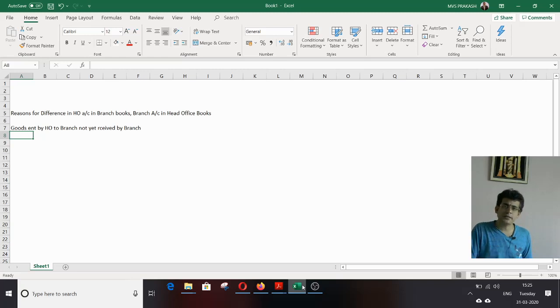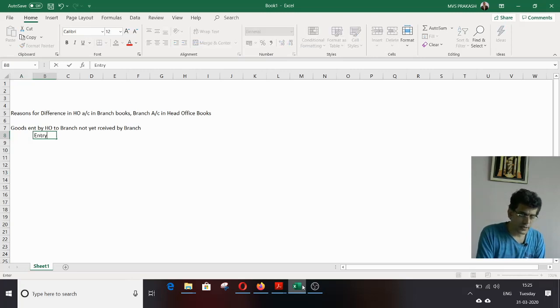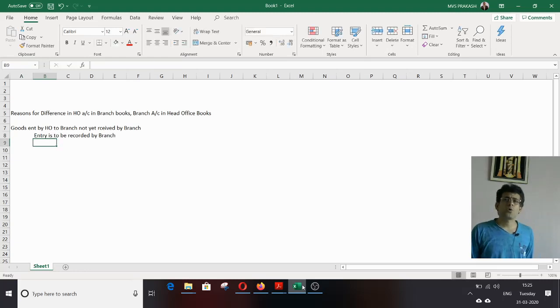So who needs to pass the entry? Already the entry is passed in the books of the head office. Now the branch should pass an entry. We have already discussed what entry the branch should pass. In this case, the entry is to be recorded by the branch. What entry do you have to record?